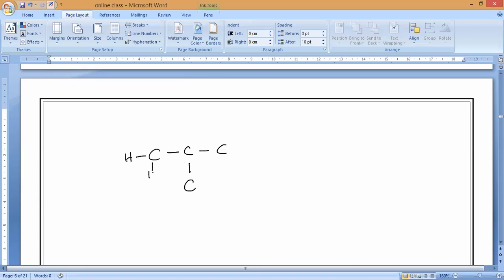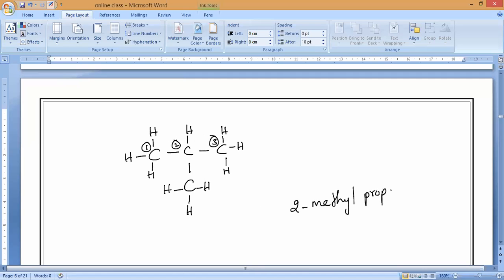Okay, iso-butane, what is the scientific name? Can anybody say? Let me see who will say first. Yesterday I have done it. Check your notebooks. Iso-butane, middle carbon. Somebody name this hydrocarbon. 2-methyl propane. And what is the parent chain here, guys? Three carbons, so it is propane.